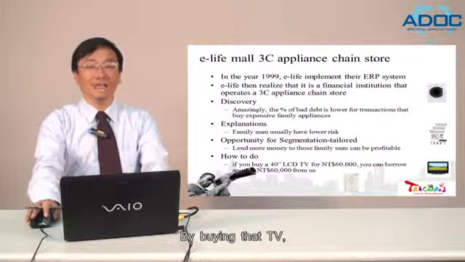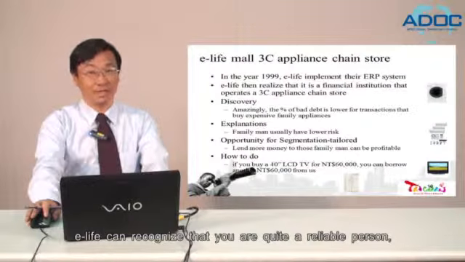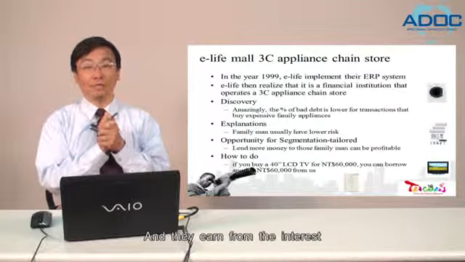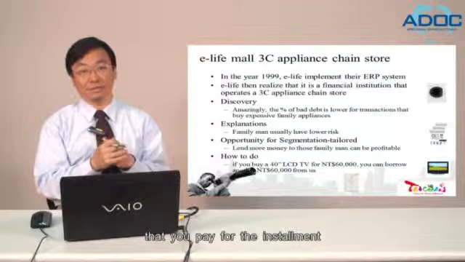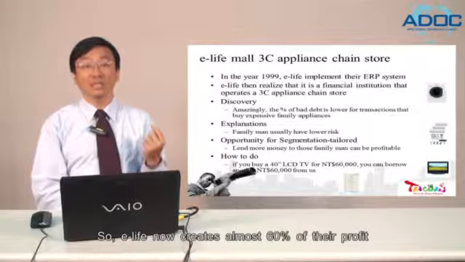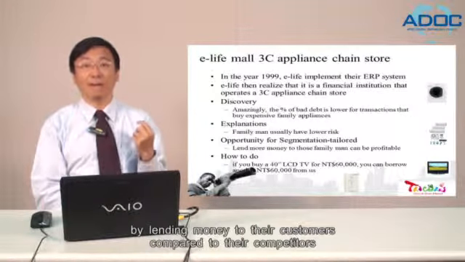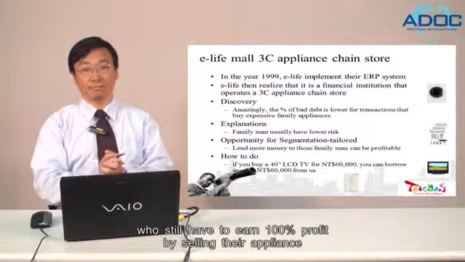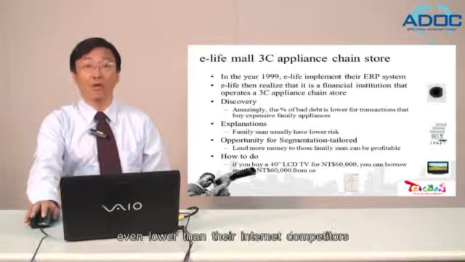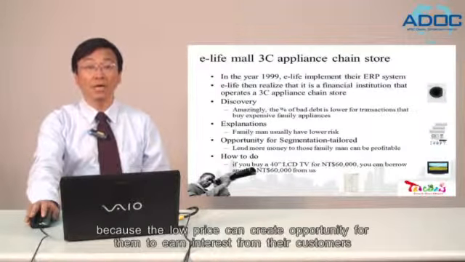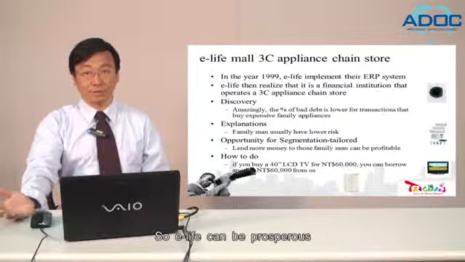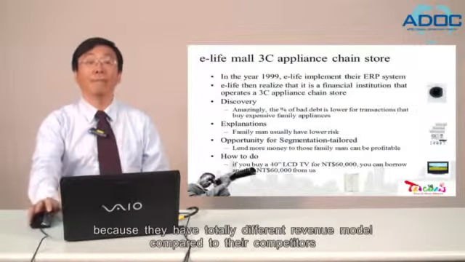By buying that TV, eLife can recognize that you are quite a reliable person, and they can lend the money to you, and you will return the money. And they earn from the interest that you pay for the installments. So eLife now creates almost 60% of their profit by lending money to their customers, compared to their competitors, who still have to earn 100% by selling their appliances. eLife can offer a lower price, even lower than their internet competitors, because the low price creates an opportunity for them to earn interest from their customers. So eLife can be prosperous because they have a totally different revenue model compared to their competitors.